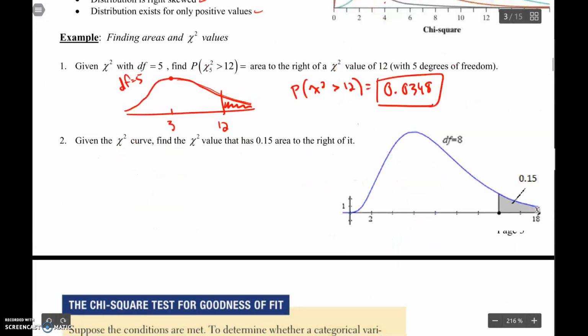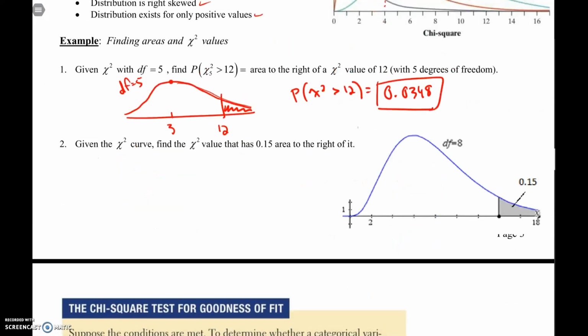Okay. Given this curve, find the value that has 15% to the right. If it's got 15% to the right, it's got 85% to the left. Now, I told you the degrees of freedom here. You should have been able to get it from the drawing. If you would have gone down 2, 4, this is at 6. If the peak is at 6, then the degrees of freedom is 8. But they gave it to us. We didn't have to do that.